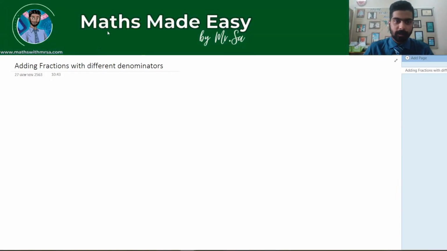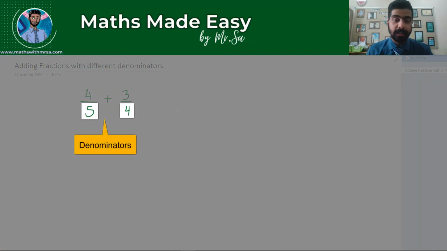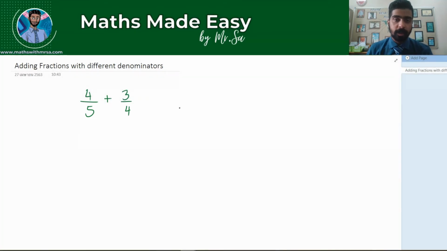Alright guys, so let's add fractions with different denominators. Let's say I have a fraction 4/5 added with 3/4. Now first of all, we can only add and subtract fractions when the denominators are equal. Or in other words, for us to add or subtract fractions, the denominators must be the same.